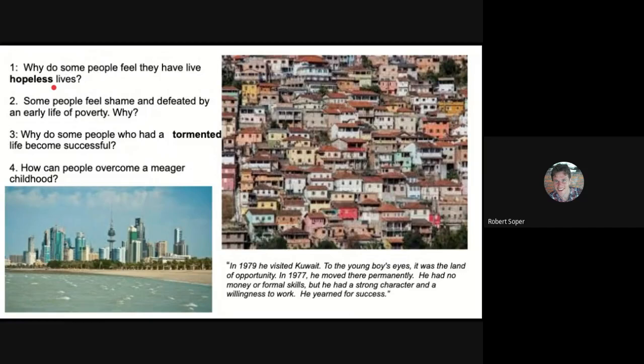Other people might feel they live hopeless lives because they've been abandoned by people that care about them. So they are missing those people that matter to us, those people who love us in their lives, and they will feel their own life is hopeless as a result.